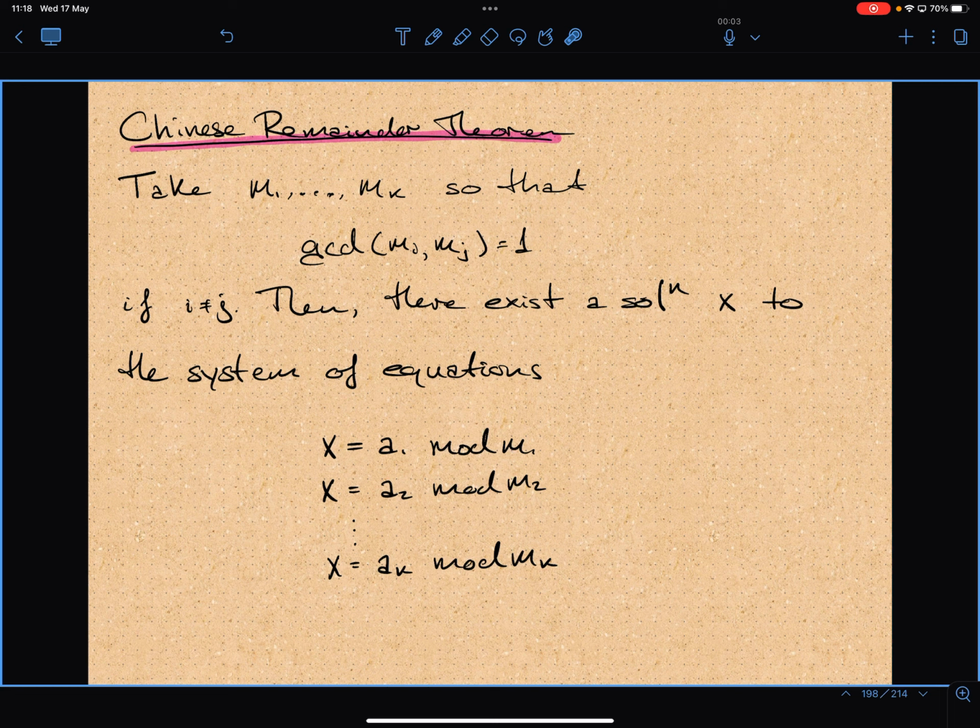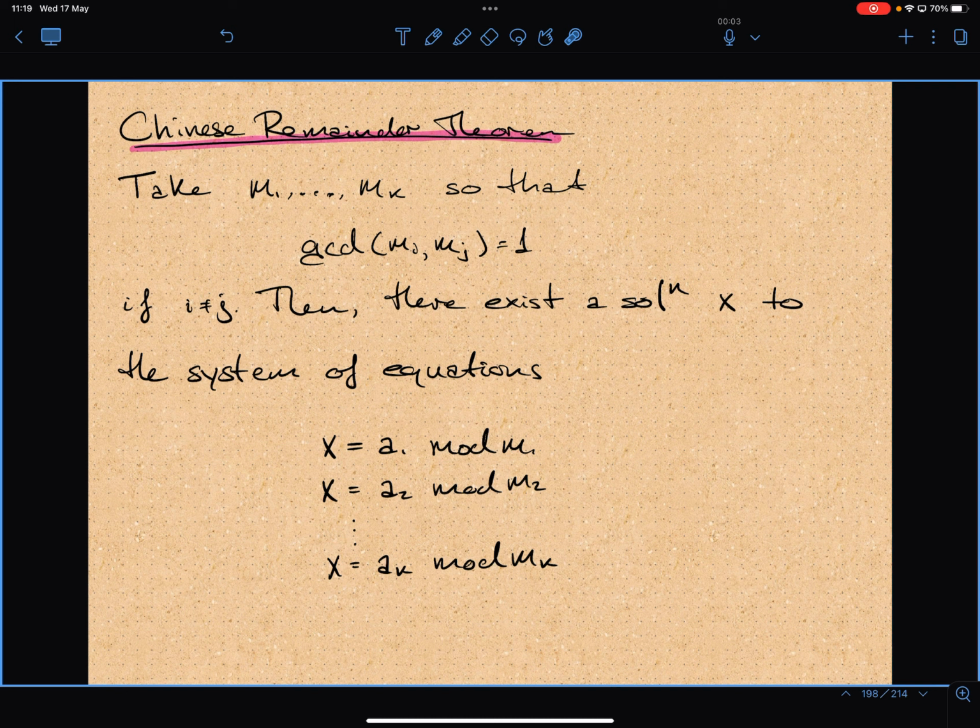So we're going to move on to proving the Chinese remainder theorem. And here, this is a different restatement or phrasing of the Chinese remainder theorem. And it says that if you take M1 through Mk so that they're all co-prime, that each pair has GCD equal to 1, then there exists a solution X to a system of equations, X equals Ai mod Mi. So this is the equivalent statement of what I phrased originally.